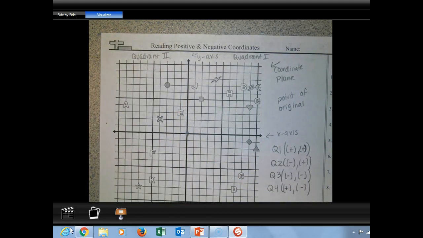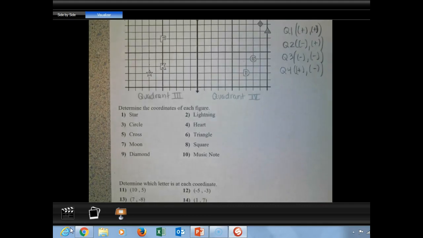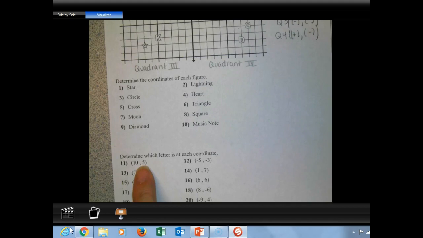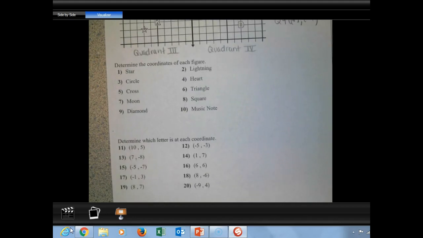All right, ready? We're going to do the opposite now. You guys think you can do the rest of those on your own, being able to find the graphs? We're going to do the opposite. We're going to do the bottom section. So the bottom section wants you to tell me what letter is at that ordered pair. So pick one. Which one do you want to do? 11 through 20?